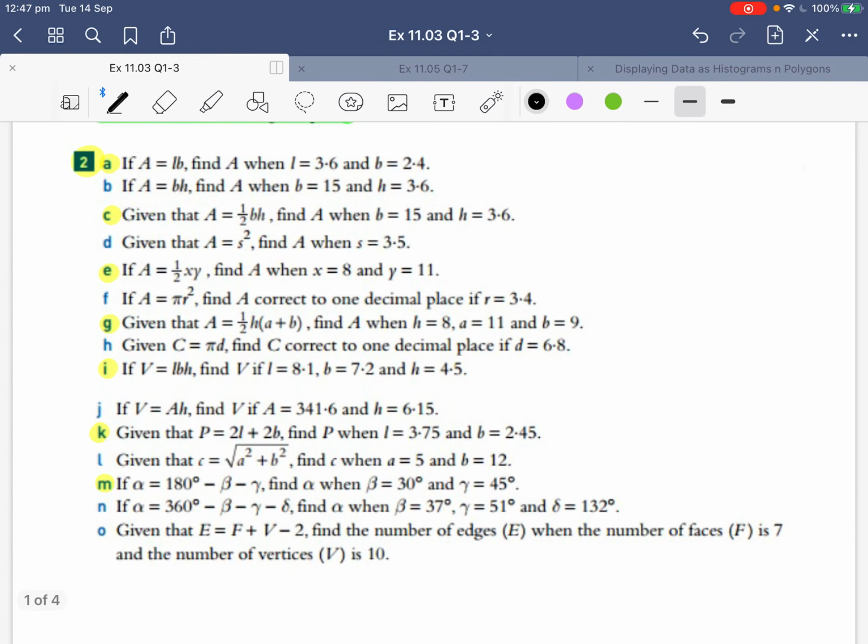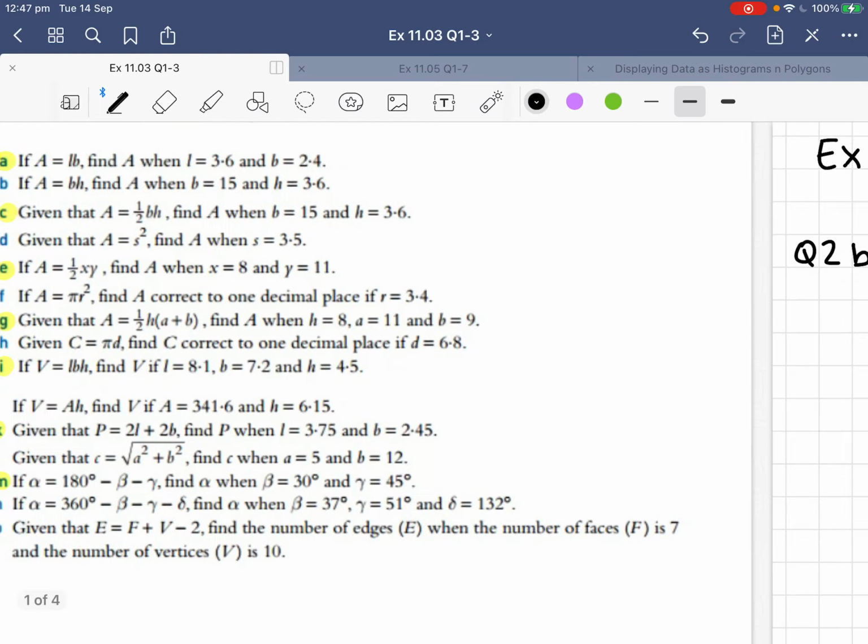So if you have a look at 2A, C, E, G, I, K, and M, you've been given a formula, you've been told what the pronumerals equal, you substitute them in, just like I did with 2B, to find out the value of the pronumeral that you're trying to find.